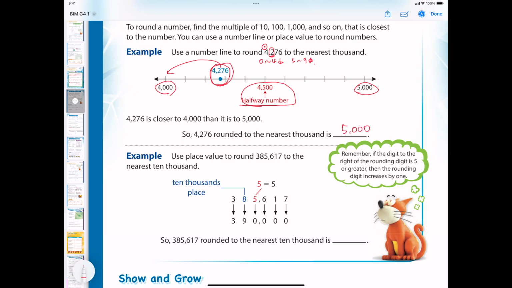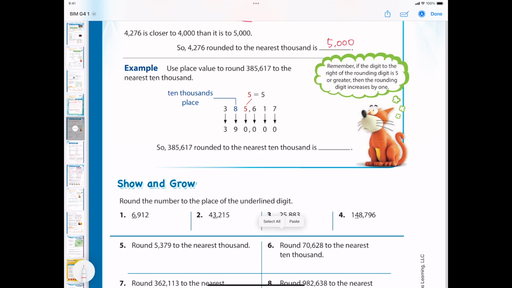5,000. Okay, we are talking about the thousands place because they ask us to round the number to the nearest thousand. Okay, all right, so let's move on. Use place value to round 385,617 to the nearest 10,000.